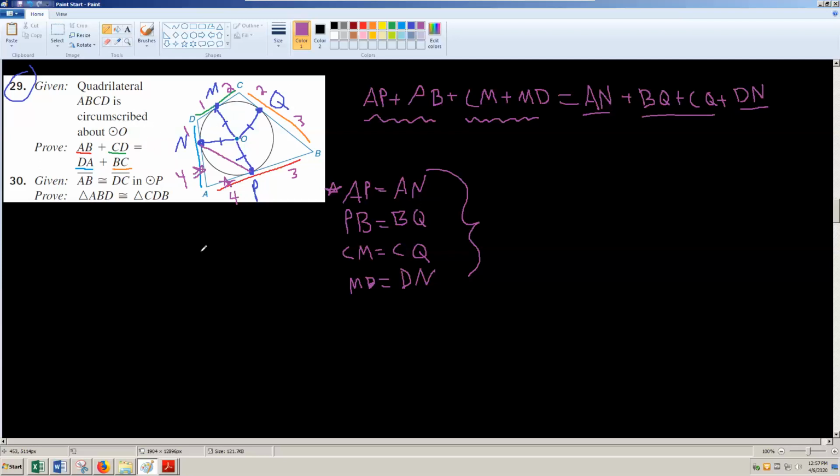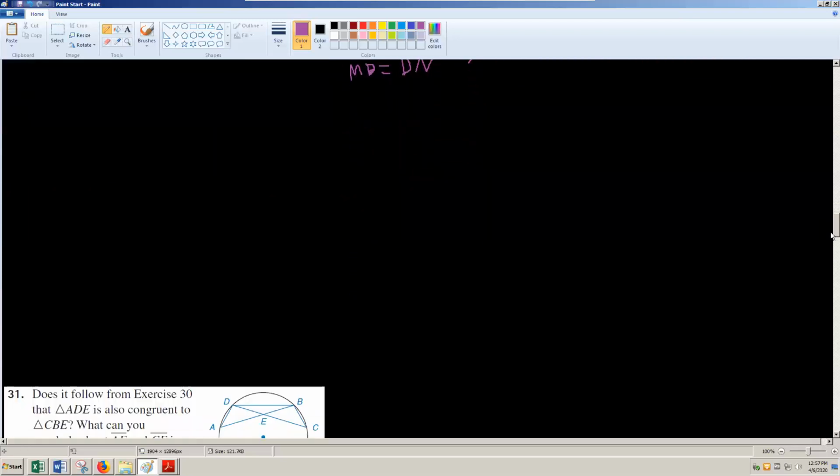Does that make sense? Do people want me to go into more detail than that, or is that good enough? Again, we always have our tangent segments from an external point are congruent. So whether you're doing it that way or whether you're just using your triangle and flipping it from the inscribed angle, both get you the same thing. Cool.